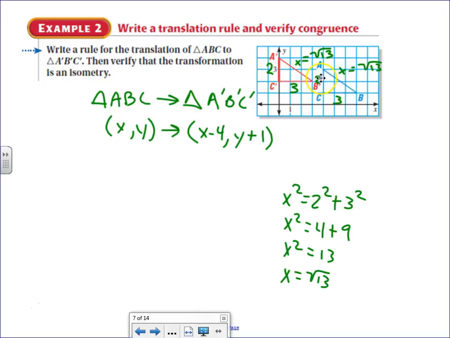Verify that it's an isometry. Well, I find the lengths. So AC is 2 units straight up. A prime, C prime is 2 units. B prime to C prime is 3 units. BC is 3 units. So it's a right triangle, so remember you can use the Pythagorean theorem to find the hypotenuse, which since they both have the same legs, it'll be the same length. So 2 squared plus 3 squared. You see the math, we get that the length is square root of 13. Since all the sides are the same length, it's congruent.